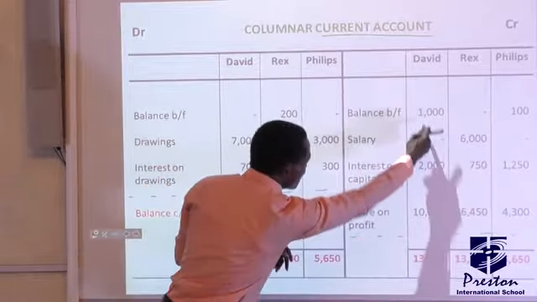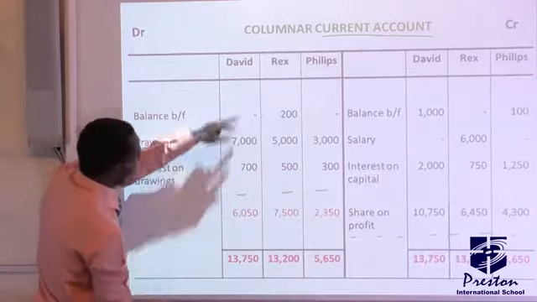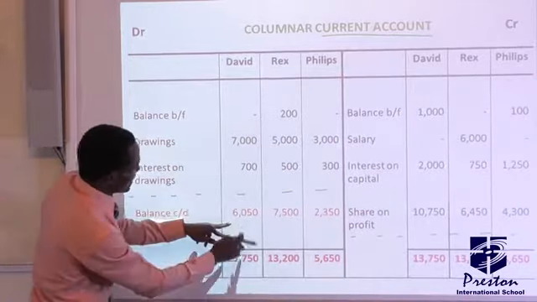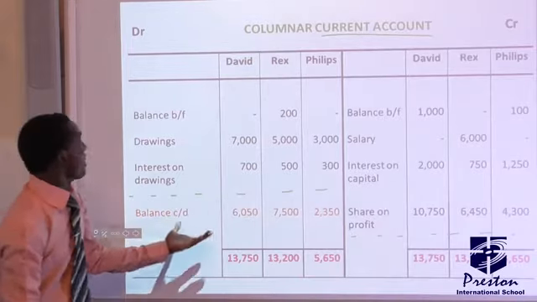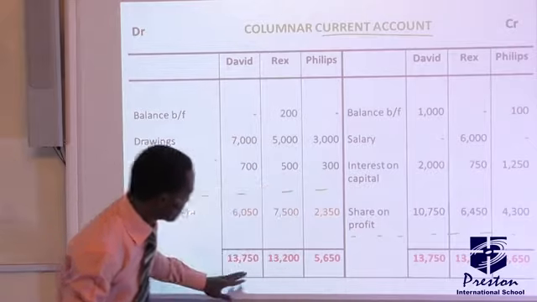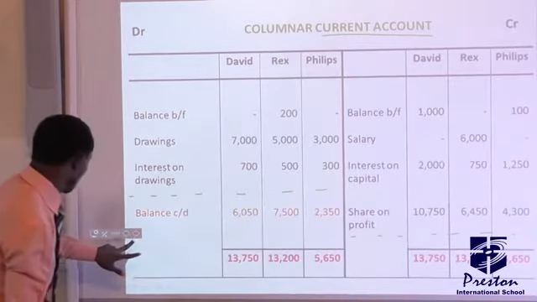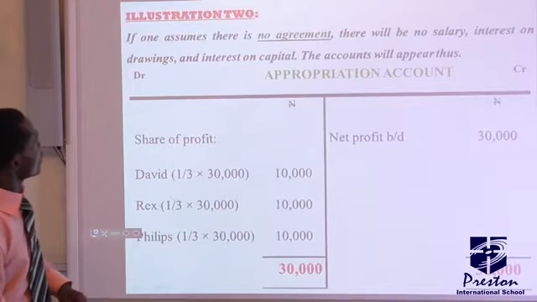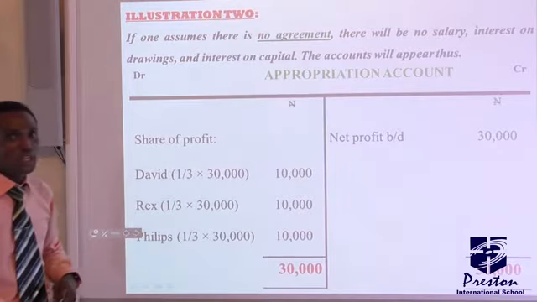Likewise for David, 10,000, 2,000, 10,500, charged against 7,000 this. The difference gives us this. So they are all having debit balances. In that case, adding them together gives us these equal balances here. Now, we round it up also with this second illustration.